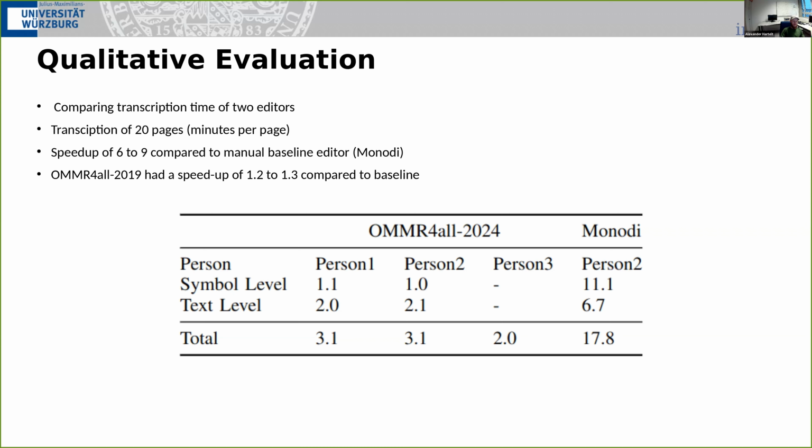One of the editors was already presented at the WoRMS, I think at the WoRMS 2019, called MonoD. And the other one was our OMMR4all editor. We compared the transcription time by measuring the transcription of 20 pages. Compared to MonoD, we had a speed up of 6 to 9. And compared to our old approach, we only had a speed up of 1.2 to 1.3.